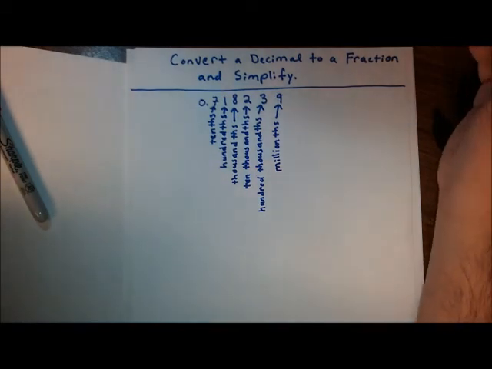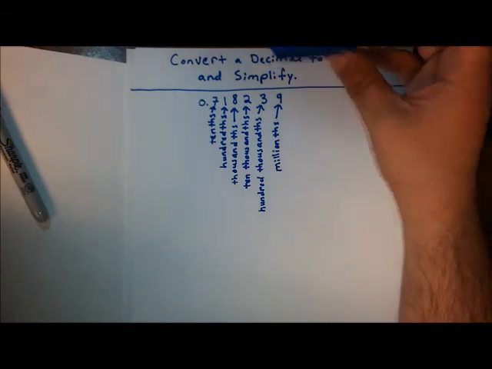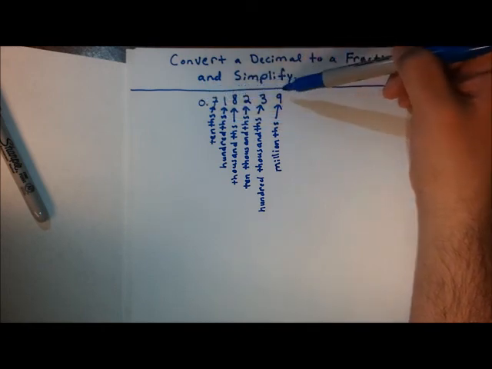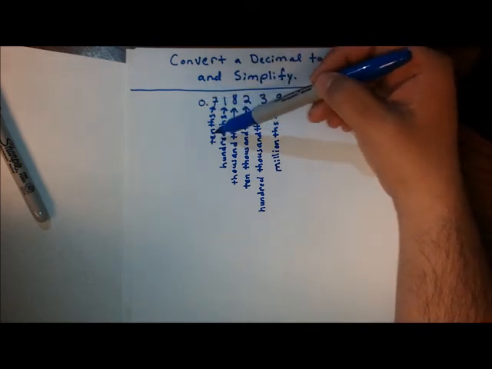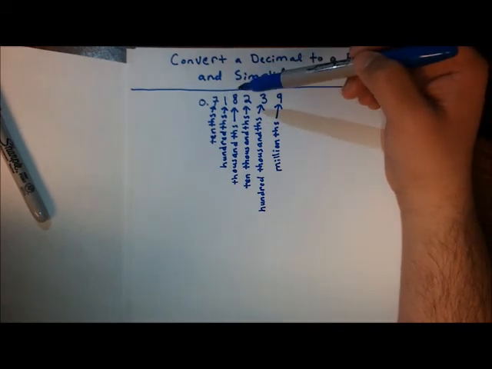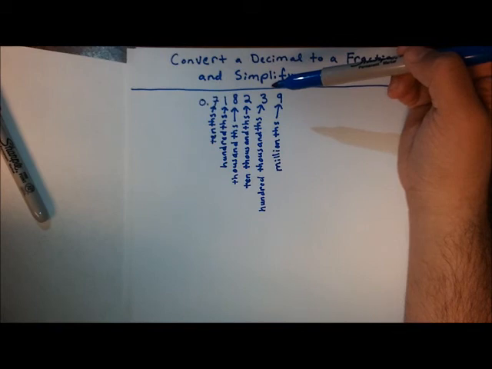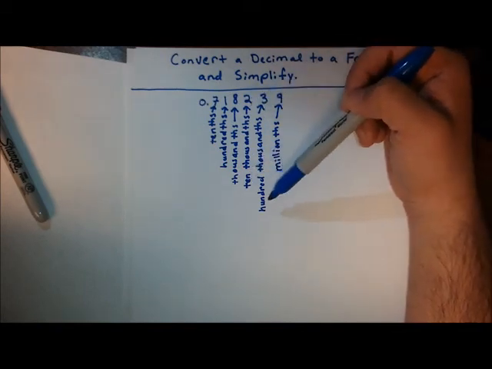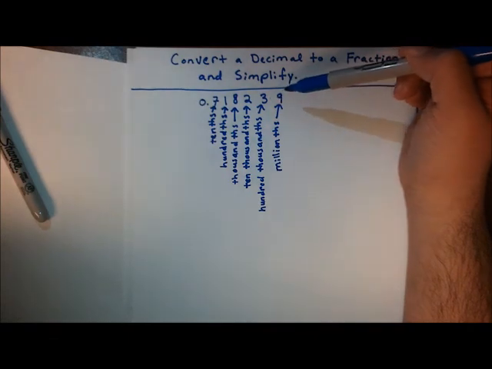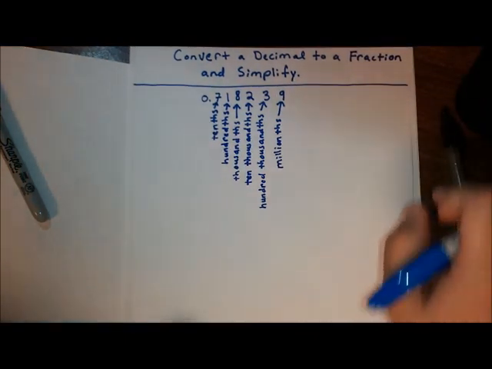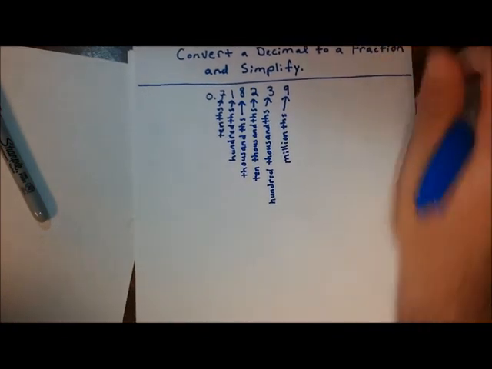So one thing to remember about decimal places is the name. For example, here I wrote down a number. It's 0.718239. Now the 7 is in the tenths place, the 1 is in the hundredths place, the 8 is in the thousandths place, the 2 is in the 10,000ths, the 3 is in the 100,000ths, and the 9 is in the millions. So we're going to go with the first example here.